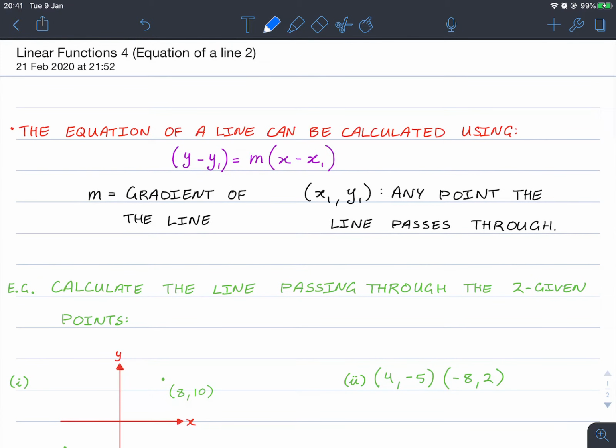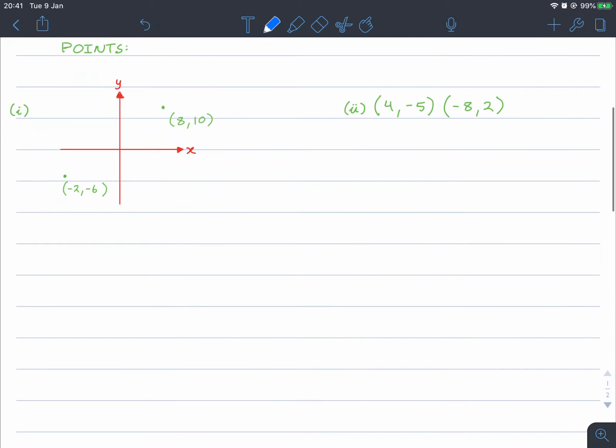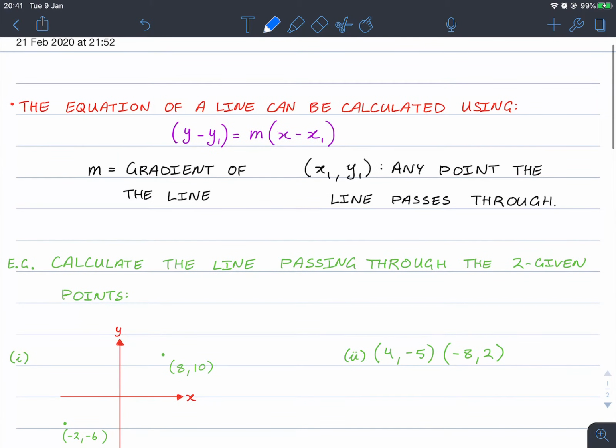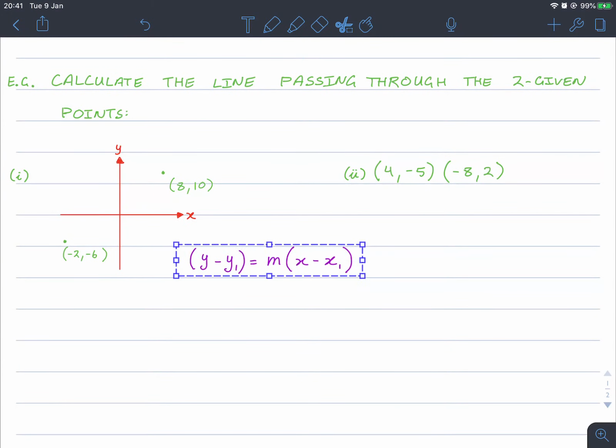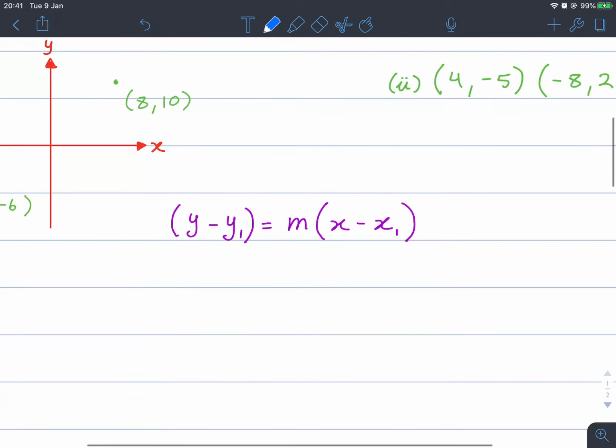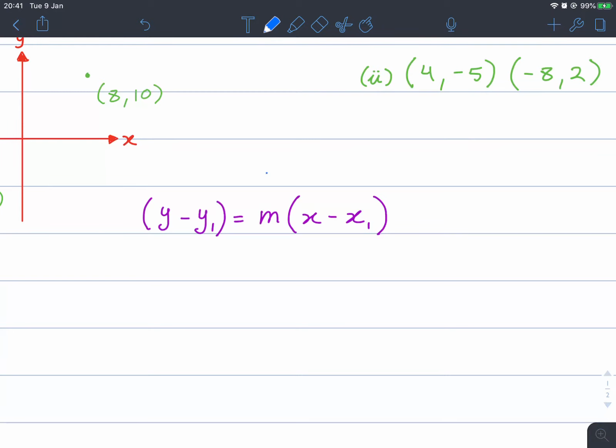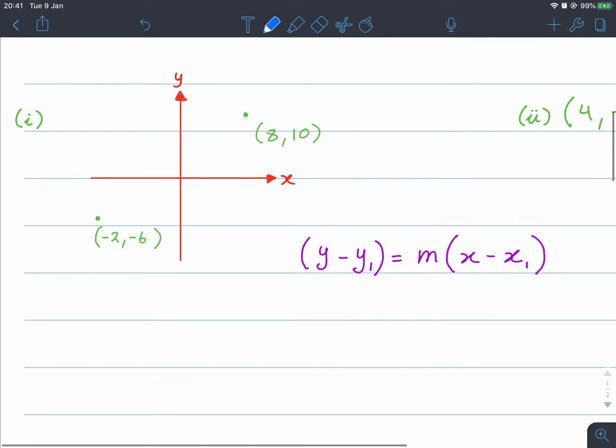Okay, so I'm going to demonstrate this using two examples. Here we go. I'll copy this equation down so we don't need to scroll up and down for it. Here it is. So this is what we will be using. Notice how in this formula, we need a gradient. So first, we'd like to calculate the gradient of the line that would pass through this point. Okay, so we need the gradient of this line, whatever it might be.